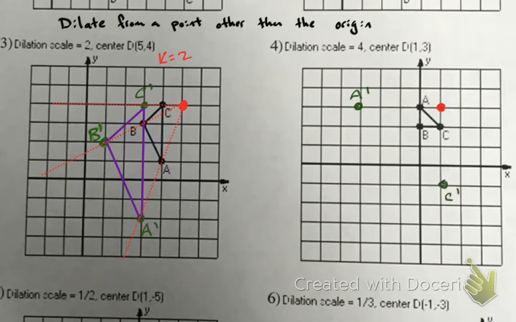And then B is down 1, left 1. So I have to do that movement 4 times. 1, 2, 3, 4. So my B prime is going to be there.